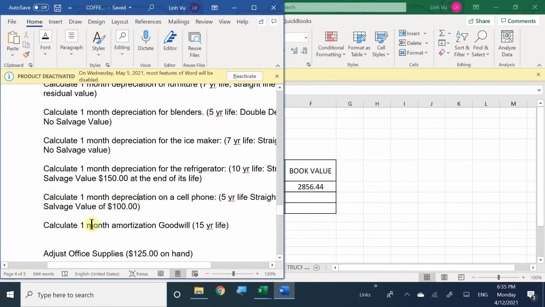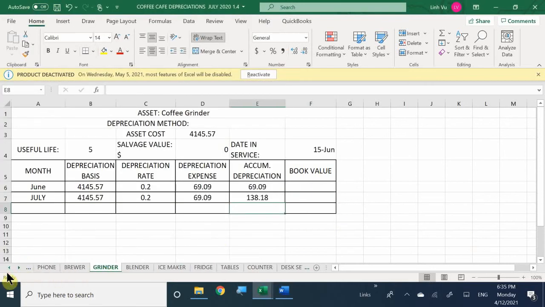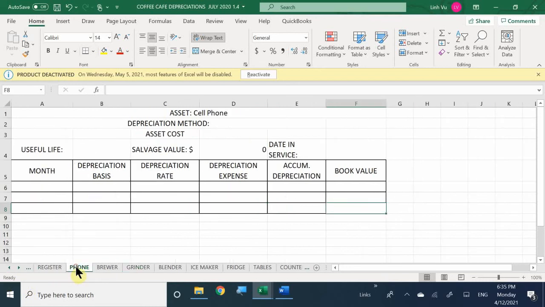Now the last item to depreciate is to calculate 1 month of depreciation on the cell phone. It has a useful life of 5 years, straight line, and it has a salvage value of $100 at the end of its 5th year. So let's go ahead and take a look at this. Let's locate our phone. Okay, here it is, phone.